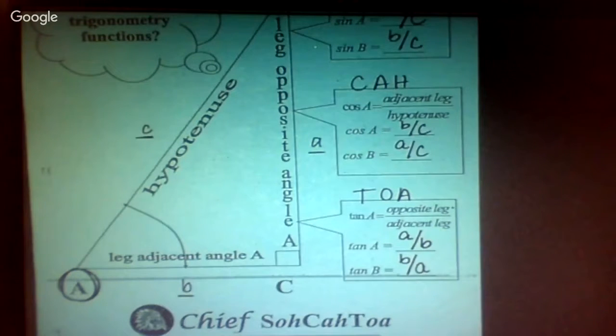Okay, so when you're labeling these and trying to figure out what you're using, you need to pay attention to what angle am I looking at? Okay, which angle am I looking at? Question. Okay, this goes in on page 126.